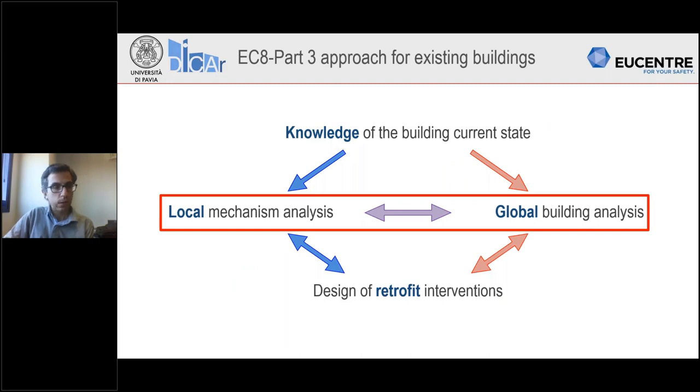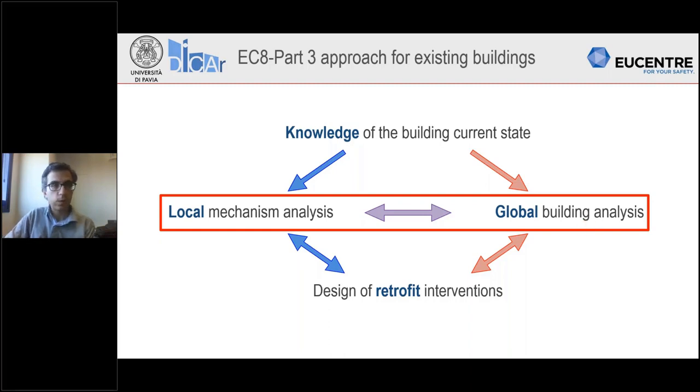Last time, we have seen this slide, which is summarizing how Eurocode 8 Part 3 is approaching the problem of the assessment of existing masonry buildings. We have seen we have a first phase dedicated to getting knowledge of the building, a second phase dedicated to the analysis, and the third phase, which is dedicated to the retrofit. Today, we are focusing on the analysis problem, which is divided into phases: the local mechanism analysis and the analysis of the global in-plane mechanism.